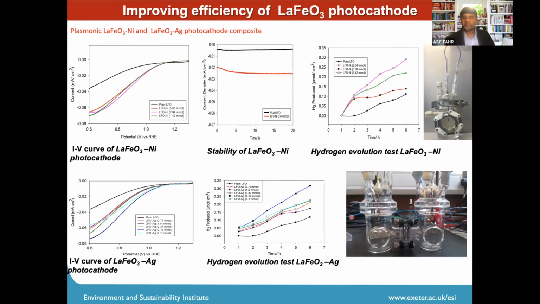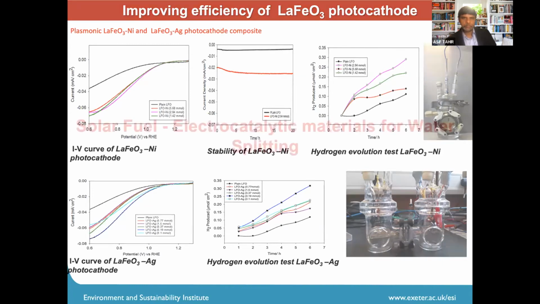range. At the same time, we are now exploring combining this photocathode material with another ferrite-based photoanode material in a parallel assembly, where one can generate hydrogen and the other can generate oxygen. However, these experiments are in progress.